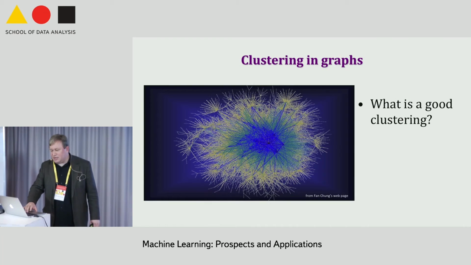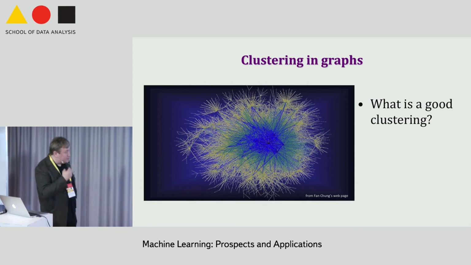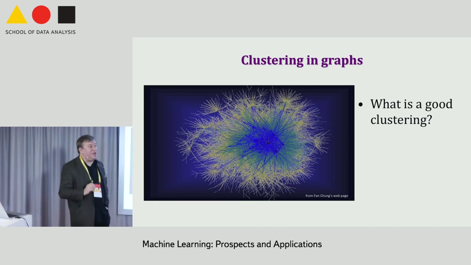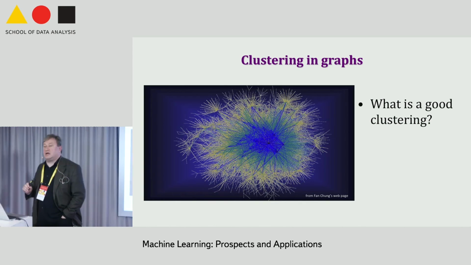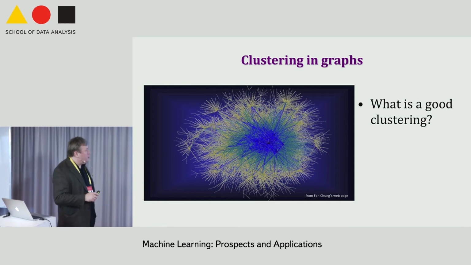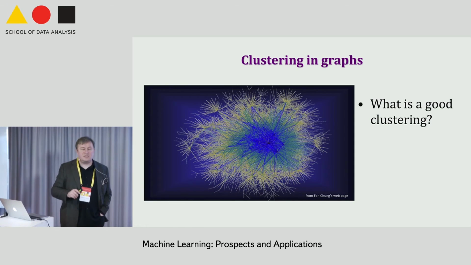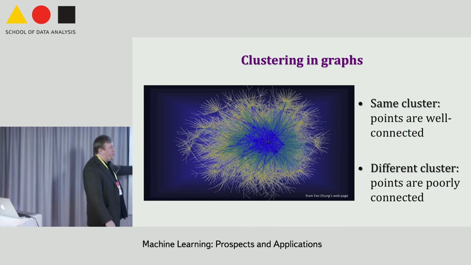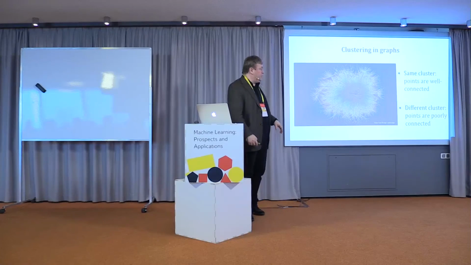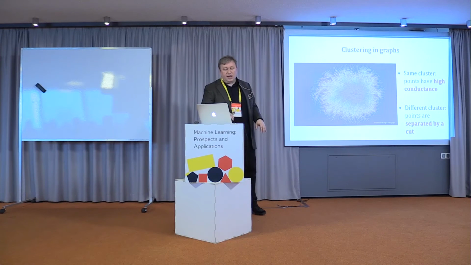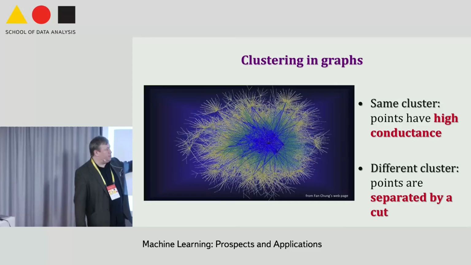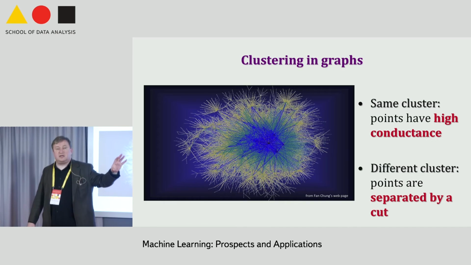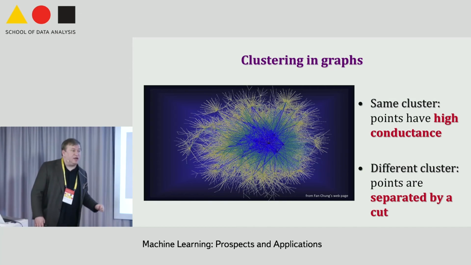Now, I'm running out of time, but I still will try to very briefly tell you the main idea of another clustering algorithm that we have been studying recently. We wanted to study spectral clustering. We would like to say that two points are in the same cluster if they are well connected. They are in distinct clusters if they are separated by something, if they are poorly connected. In this case, I want to say that the points have high conductance if they are in the same cluster. They are separated by a large cut if they are in distinct clusters.